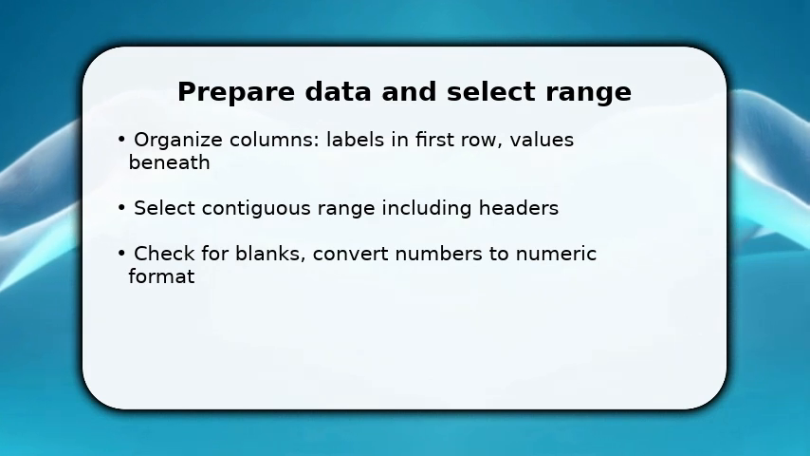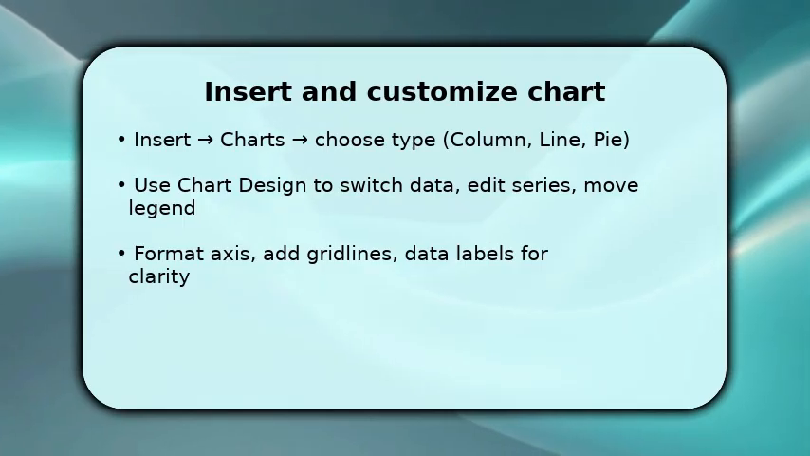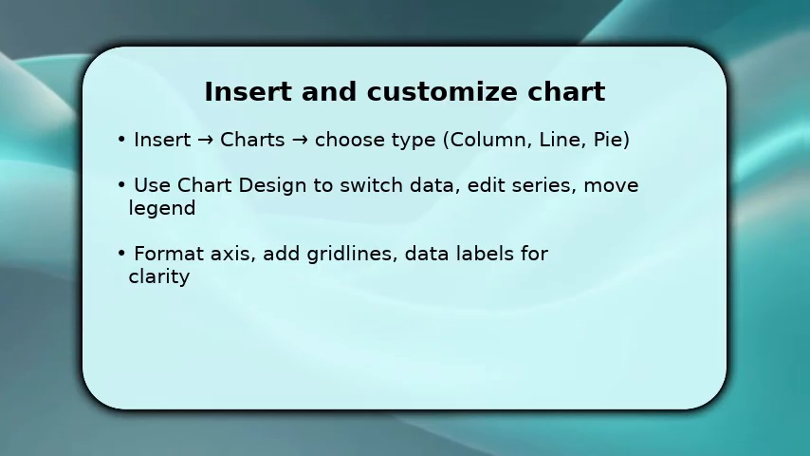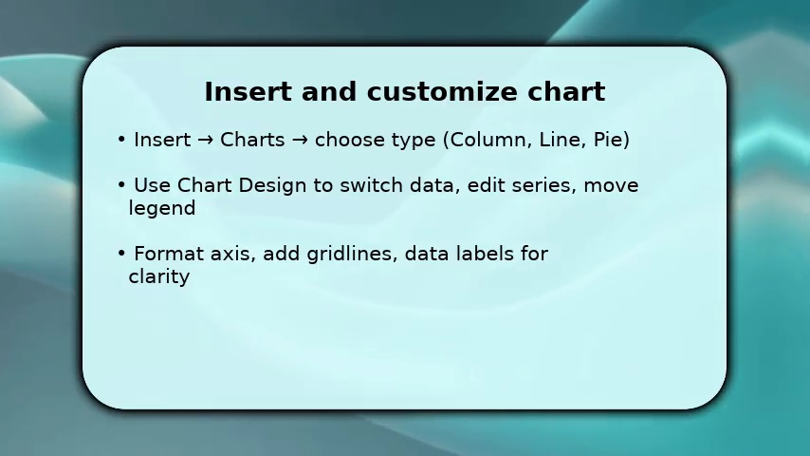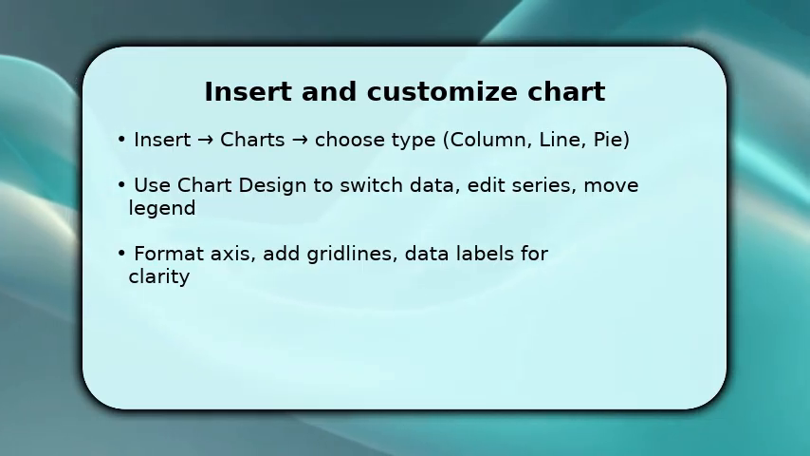Next, insert a chart. Choose column, line, pie, or another type that fits your story. The chosen type determines how trends and comparisons appear. Once inserted, use chart design to switch row/column, edit series, and reposition the legend so viewers read naturally.